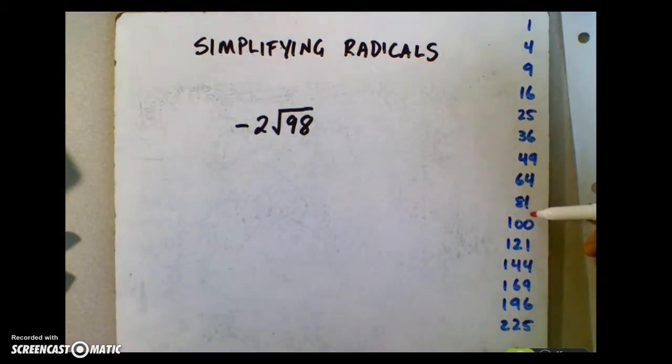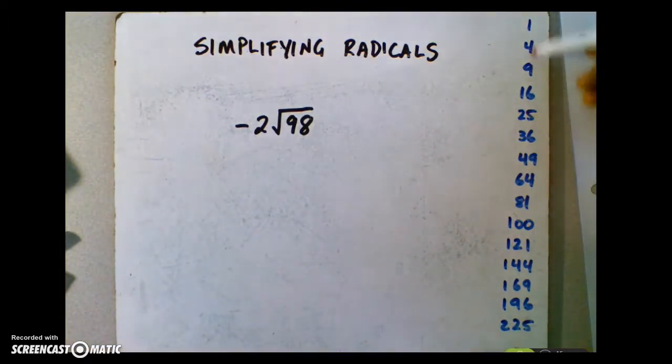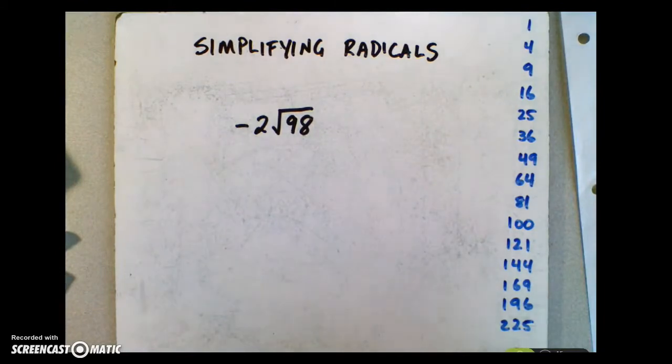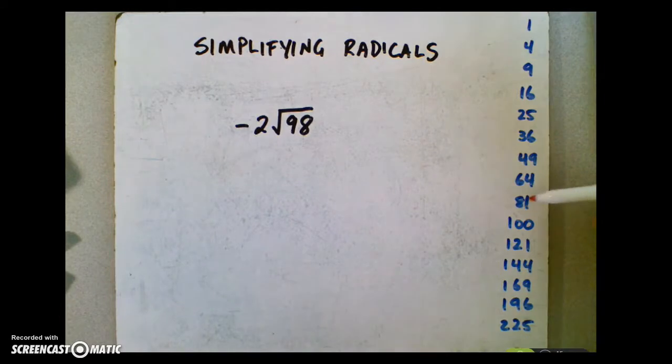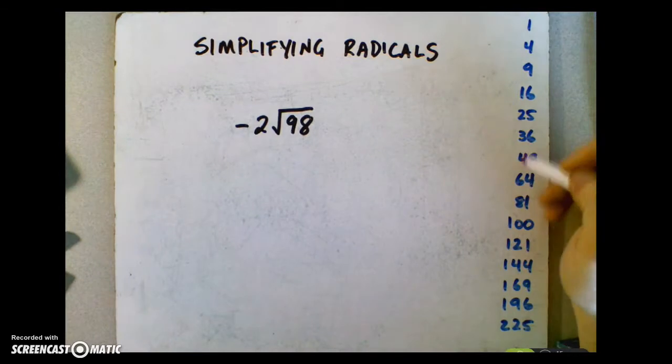98 would appear right here, so I have to check all these numbers below it to see if they go into 98. You would use your calculator for this. If I do 98 divided by 81, I'm going to get a decimal, so 81 is not a factor. 98 divided by 64 is a decimal, so 64 is not a factor. 98 divided by 49 is 2. So there's my biggest perfect square factor.